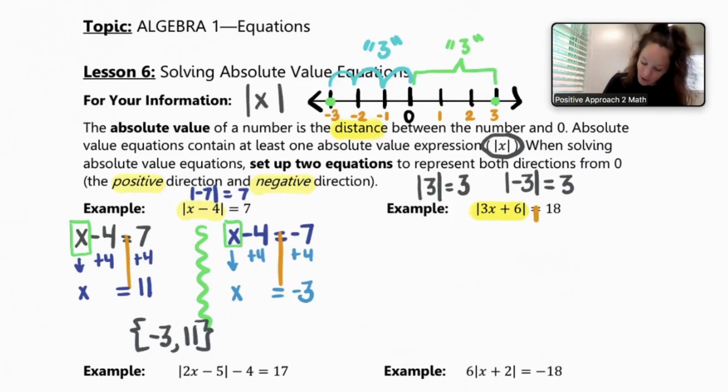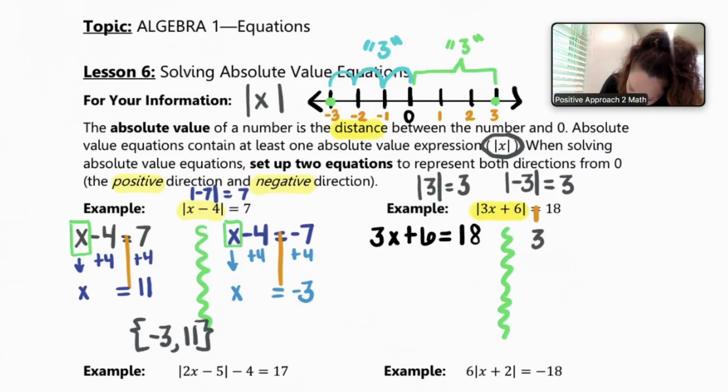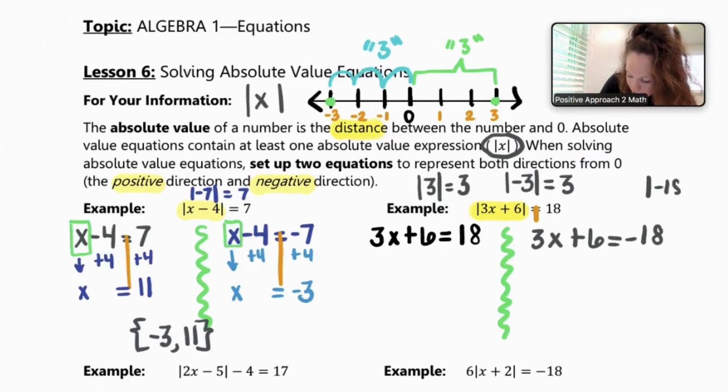So the first equation, we're going to account for the absolute value traveling in the positive direction. So we can take 3x plus 6 and just set it equal to 18. So all we do is we just drop the bars, okay? Draw my squiggle here. And then our second equation, we're going to account for that absolute value. What happens if what's inside those bars is negative 18, right? Because the absolute value of negative 18 still leaves us with positive 18. So we want to account for that.